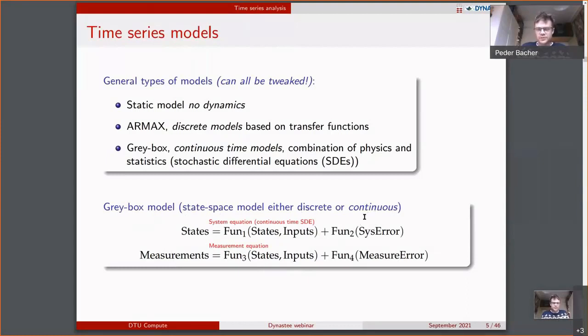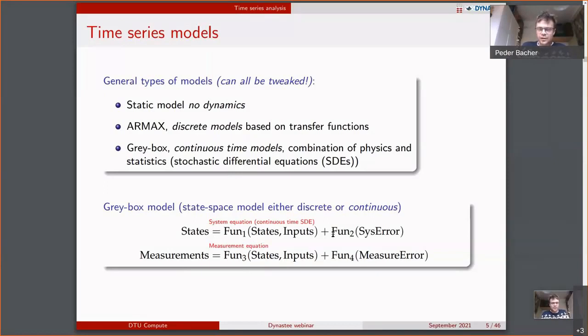We will think of them as continuous, but they can easily be discrete models. What happens here is that you have a set of system equations, usually continuous time stochastic differential equations. Don't get confused, it sounds very exotic, stochastic differential equations, but we can actually work with them quite easily once we have software for doing so. It's a state space model, so we formulate a set of differential equations describing how the states of the model, representing the system, evolve over time. That's what we have up here in the system equation.